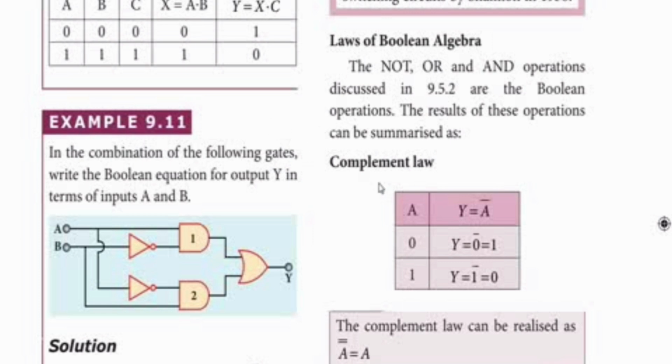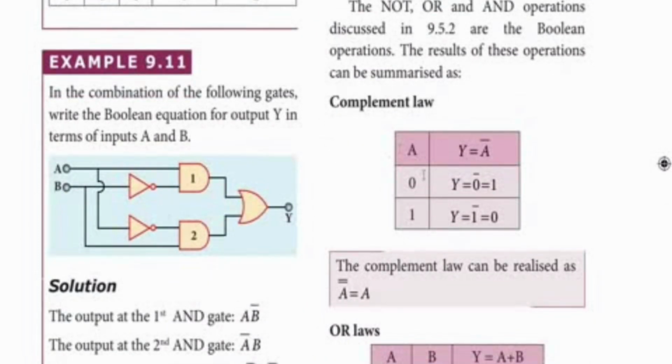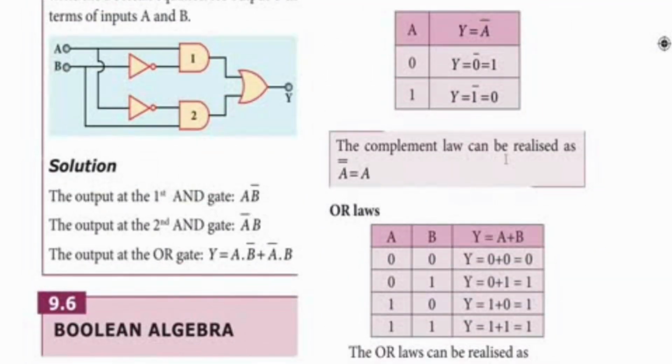Now the complement law. Complement means the reciprocal: the reciprocal of 0 is 1, and the reciprocal of 1 is 0. So the complement law can be realized as a double bar equal to a. A bar means the reciprocal; a double bar means you get the same value. So the bars cancel each other.